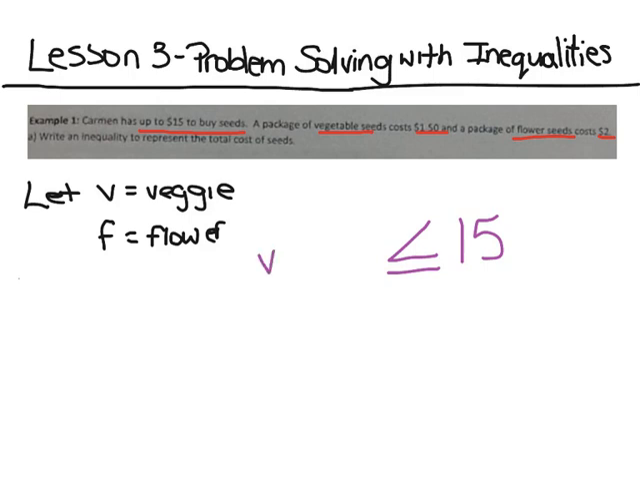Then we have our veggies and our flowers. Now veggies cost $1.50, so we need to multiply the amount of veggies by $1.50 and the amount of flowers by 2. So $1.50 times however many vegetable seeds you buy plus 2 times however many flower seeds you buy will be less than or equal to $15. So there is our inequality to represent the total cost of seeds.